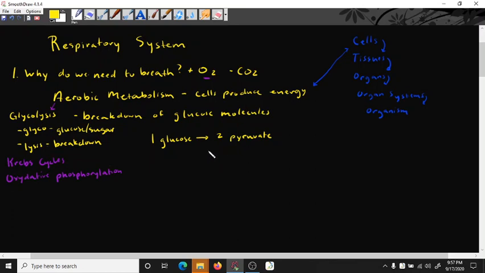And if oxygen is present, an adequate amount of oxygen, and oxygen's always paired together. You never have a single oxygen. Oxygen always likes to bind together. If there's adequate oxygen, this pyruvate and that oxygen will go into the mitochondria.